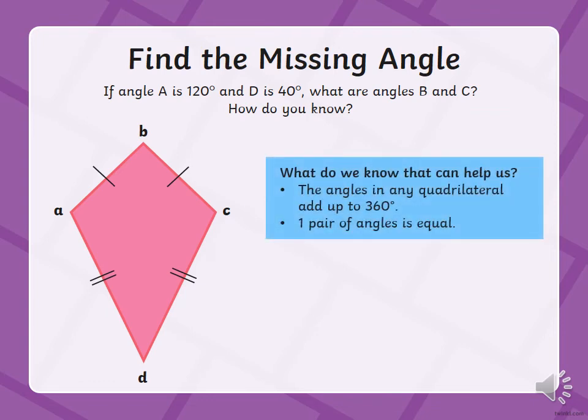What do we know that could help us? The angles in any quadrilateral add up to 360. One pair of angles is equal.